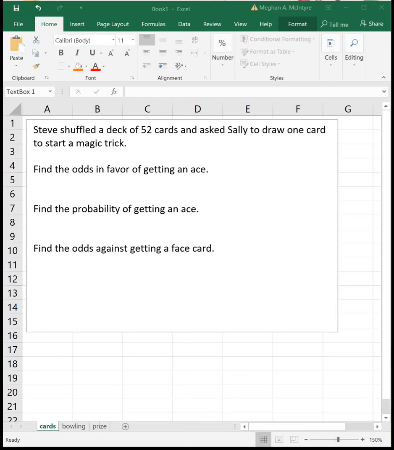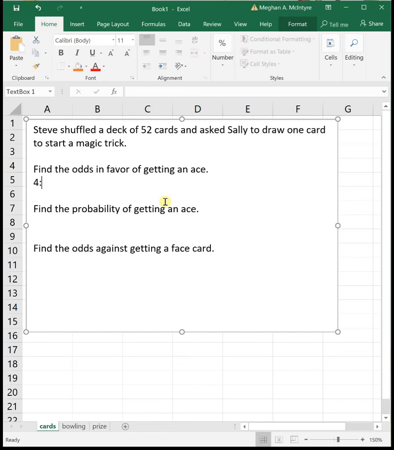So first question, we want to find the odds in favor of getting an ace. Now, odds are a little bit different than probability because odds tell us the number of ways that something can happen versus the number of ways that something cannot happen. So if we're trying to get an ace, we need to know how many ways there are to get an ace in the deck. Well, there's four aces. So we say that there's four ways to get an ace.